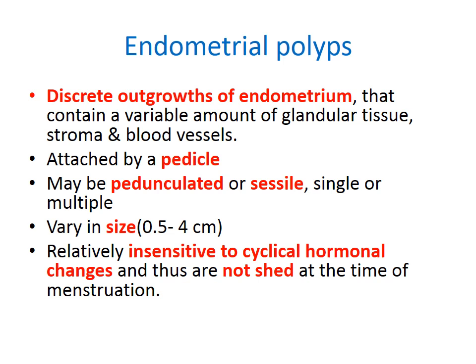Their sizes vary from 0.5 up to 4 cm in diameter, and they are characterized by being relatively insensitive to cyclical hormonal changes during menstruation, and thus are not shed at the time of menstrual loss.